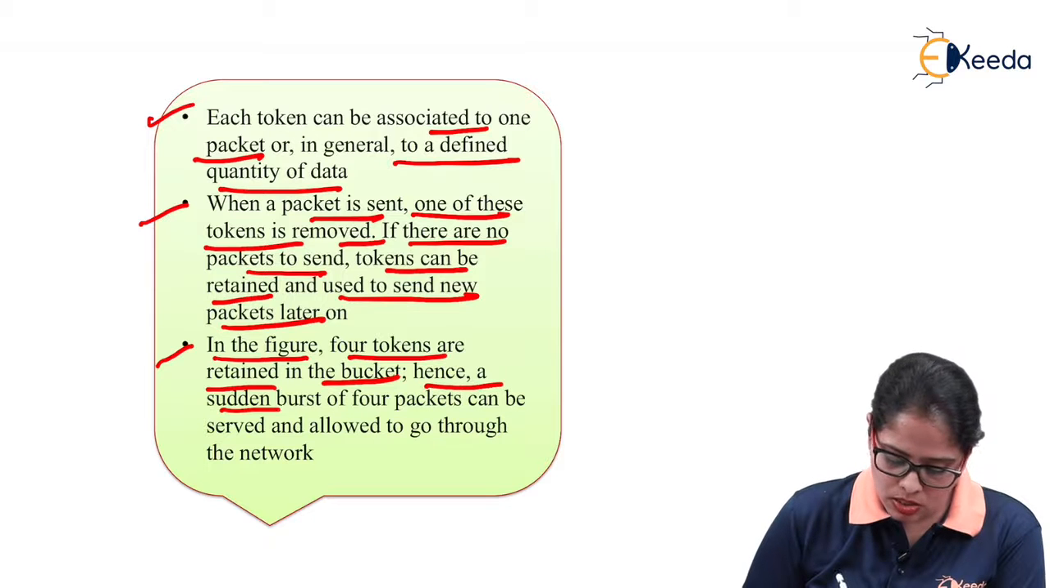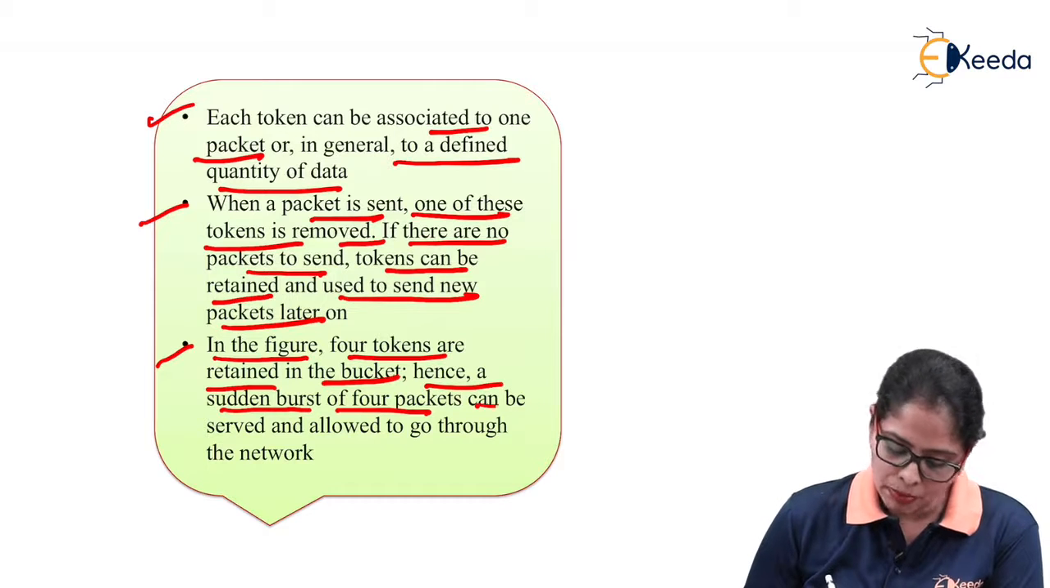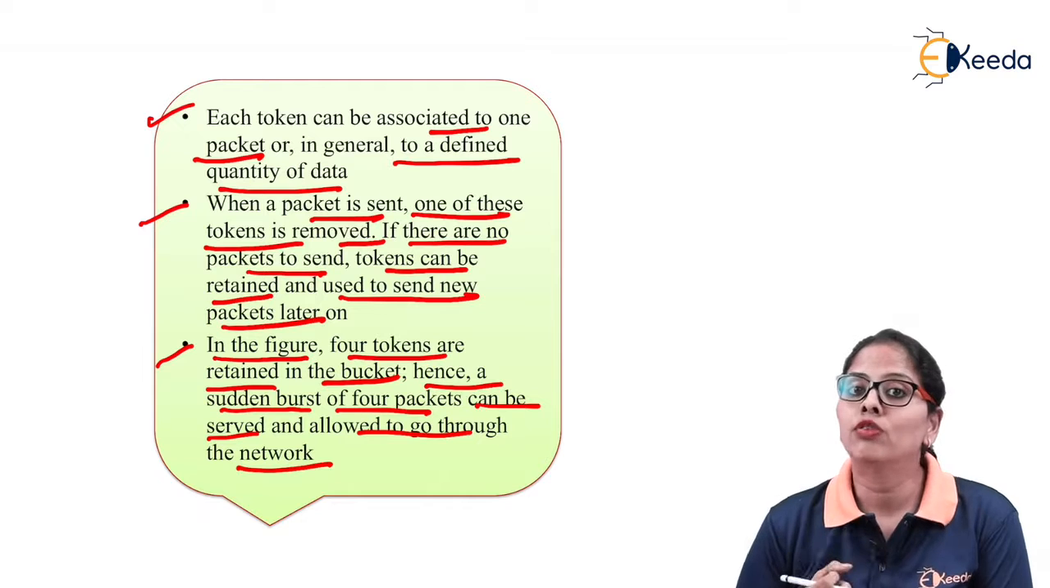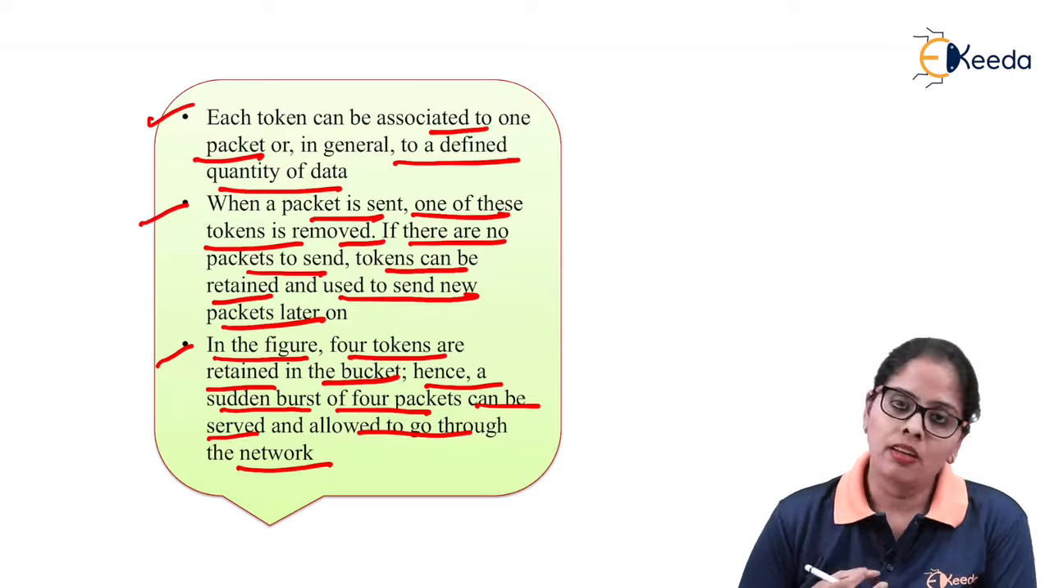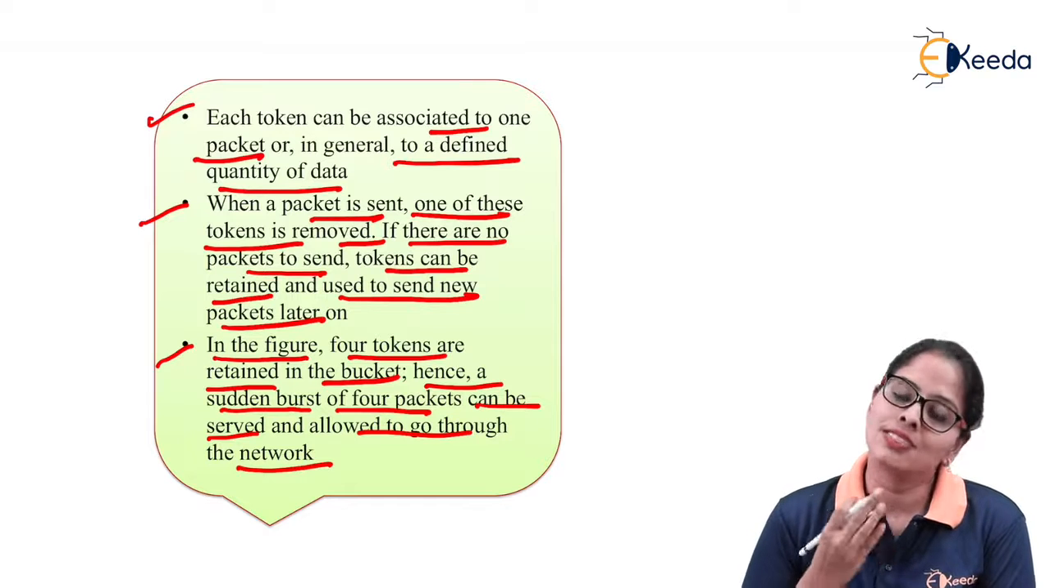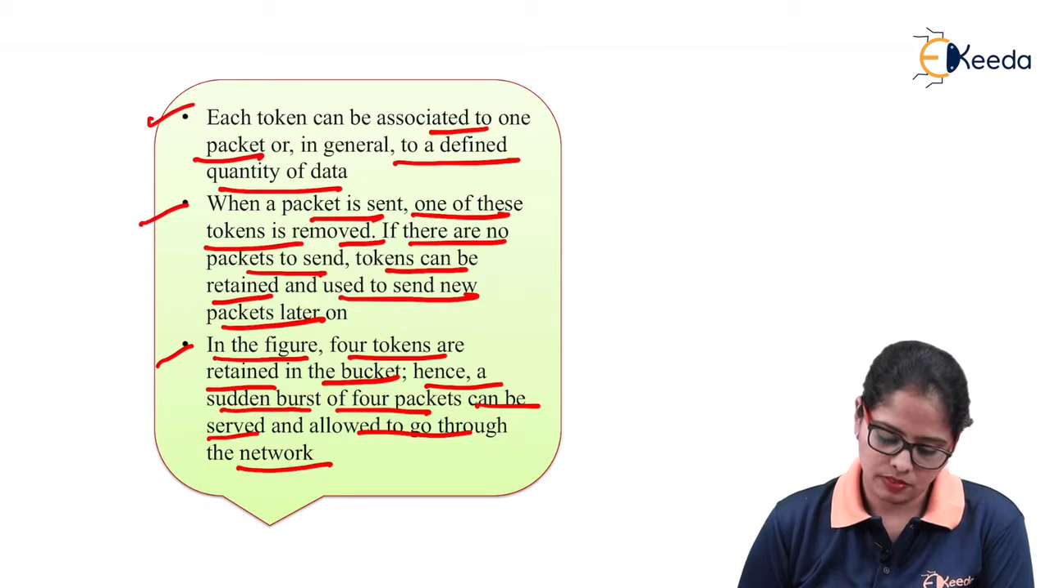Hence, a sudden burst of 4 packets can be served and allowed to go through the network. Now let us consider that 4 packets suddenly come. My network will allow you to send the 4 packets because 4 tokens are there in the bucket.